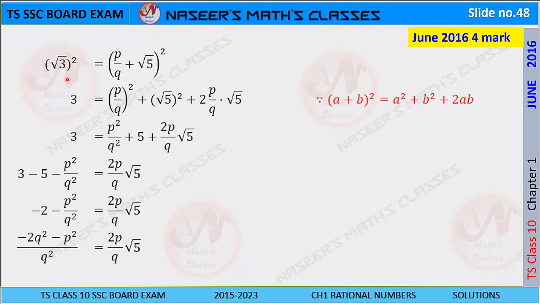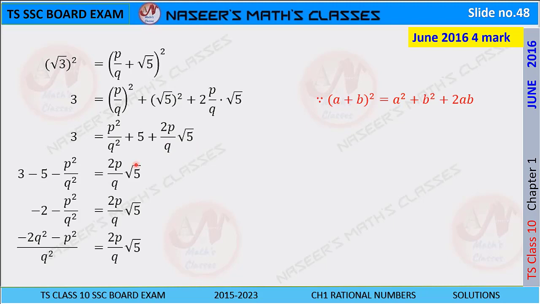Now we cancel root and square, then we get 3 on LHS, and (p/q + root 5) whole square. It is in the form (a + b) whole square is equal to a square plus b square plus 2ab. By using this formula, we expand it as (p/q) whole square plus (root 5) whole square plus 2 times p/q times root 5. Here (p/q) square is written as p square by q square, plus root and square cancel, we get 5, and we can write this term as 2p/q root 5.